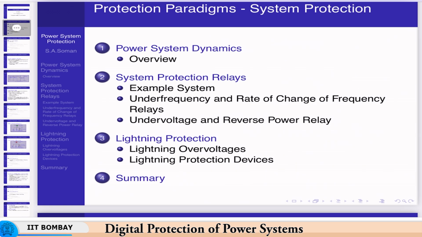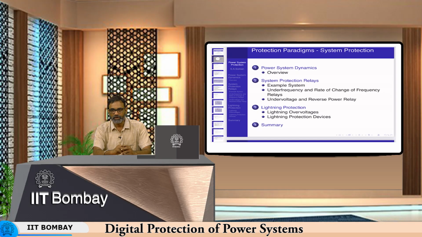So in system protection, unlike in apparatus protection, we are not talking of individual apparatus. Imagine that the apparatus that we talked about, transmission lines, generators, transformers, motors, etc., are now interconnected to form a system, a power system or a network. And here it is essential that the generators operate synchronously, so that power transfer is possible.